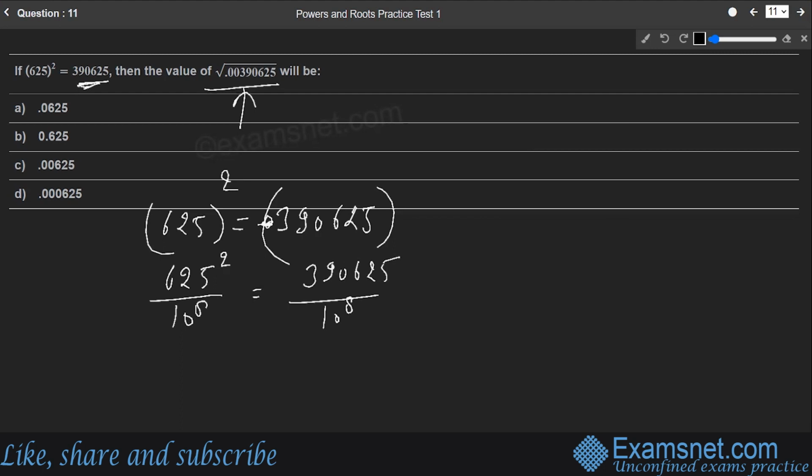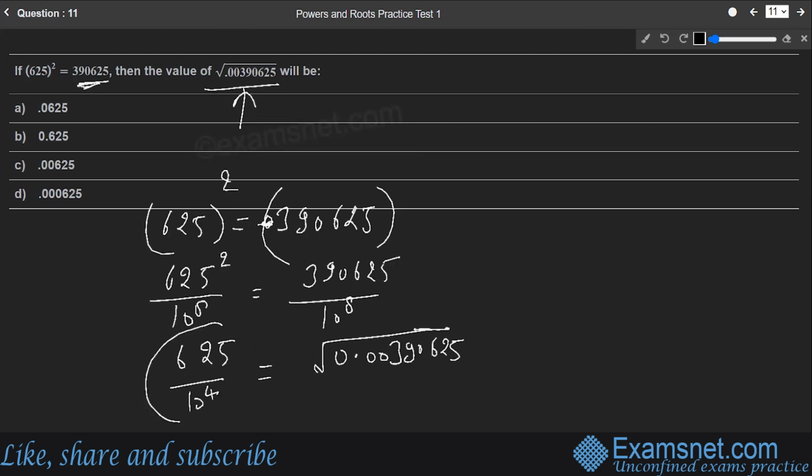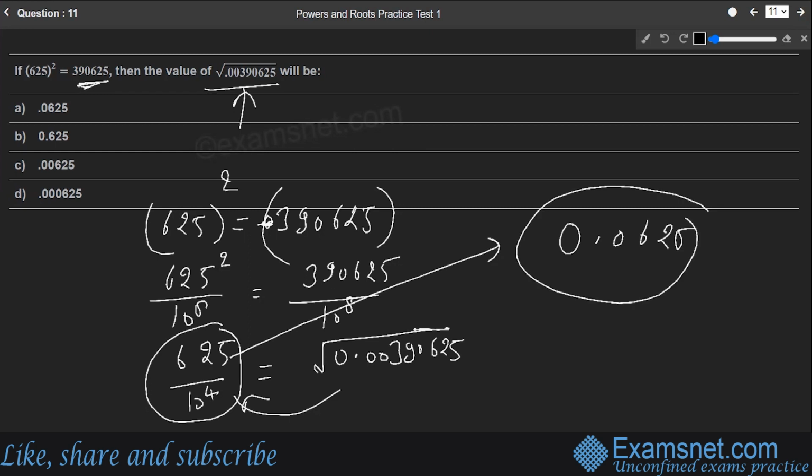If you take the square root on both sides, on the left hand side you remain with 625 divided by 10 to the power 4. On the right hand side, you remain with the square root of 0.00390625. Now 625 by 10 to the power 4 is nothing but the square root that we were looking for. So that should be the right answer. 625 divided by 10 to the power 4 is 0.0625. This option is available as option A, 0.0625. The answer is option A.